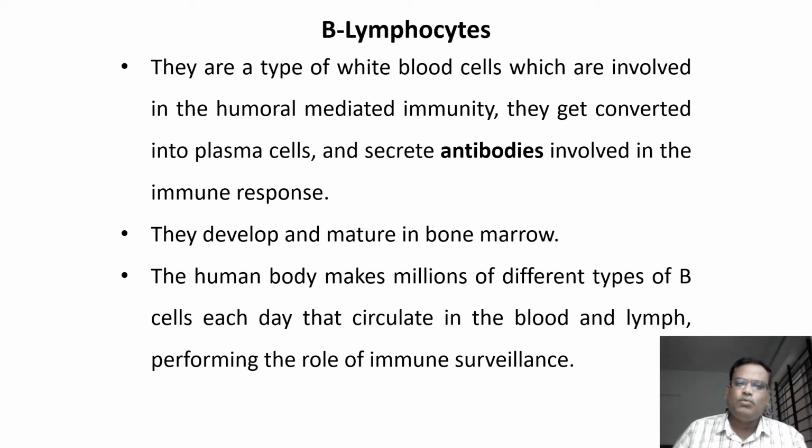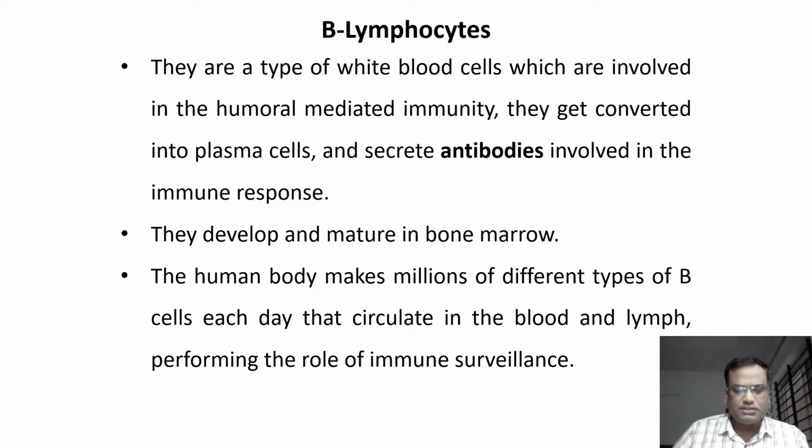We already know what B lymphocytes are. In the previous sessions where we studied the humoral mediated immune response and cell mediated immune response, we came across these words, B lymphocytes. We studied about these cells which are involved in humoral type of immune response. They are a type of white blood cells which are involved in the humoral mediated immunity. They get converted into plasma cells and secrete antibodies involved in the immune response.